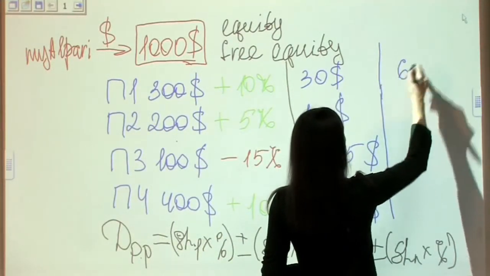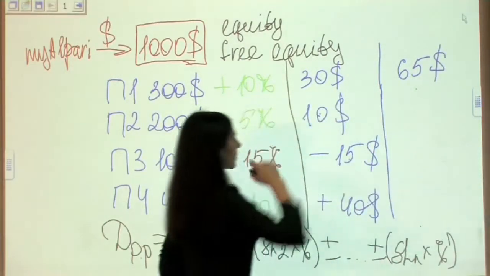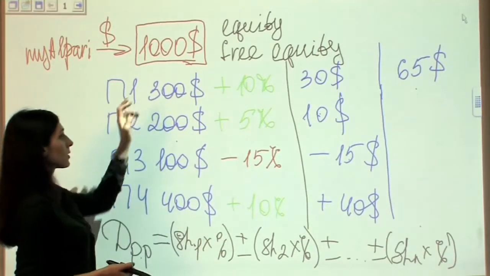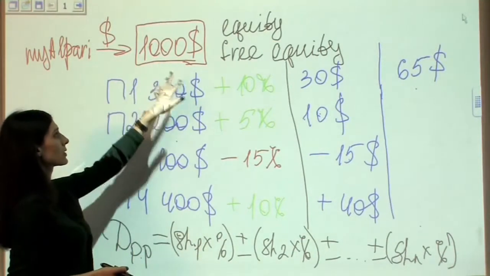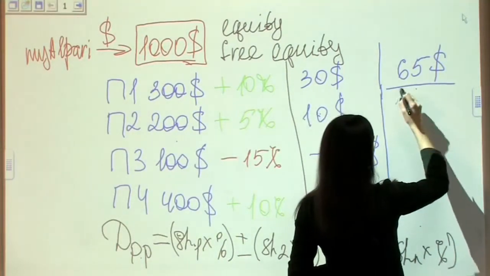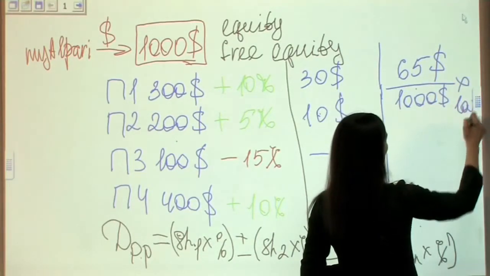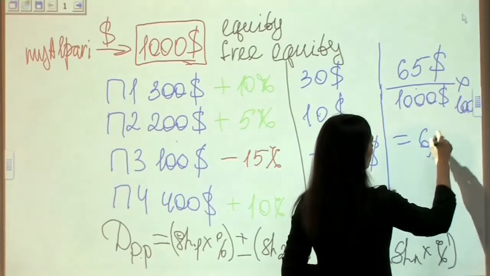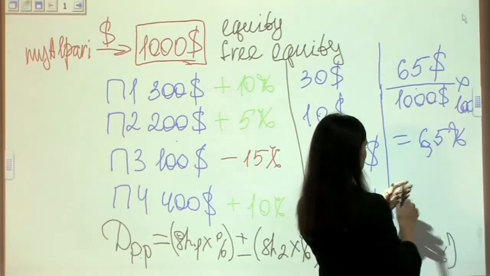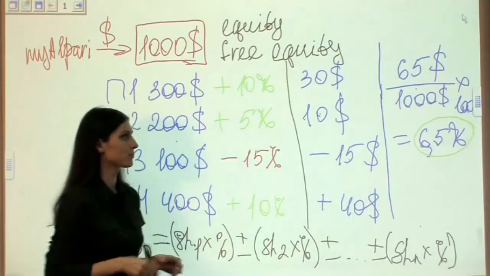This is the net profit of the PAMM portfolio. As we see, we deposited $1,000. Because of this, if we divide $65 by $1,000 and multiply by 100, we'll have 6.5%. This is the PAMM portfolio yield.